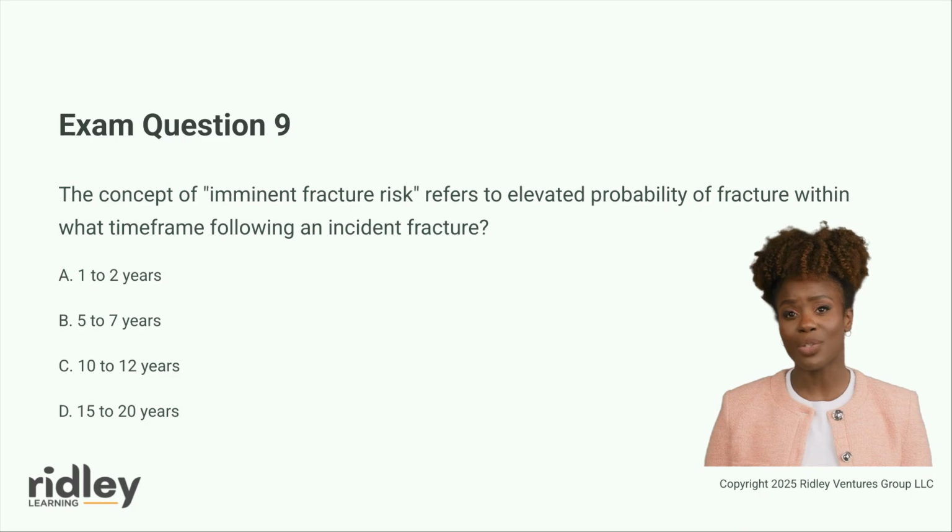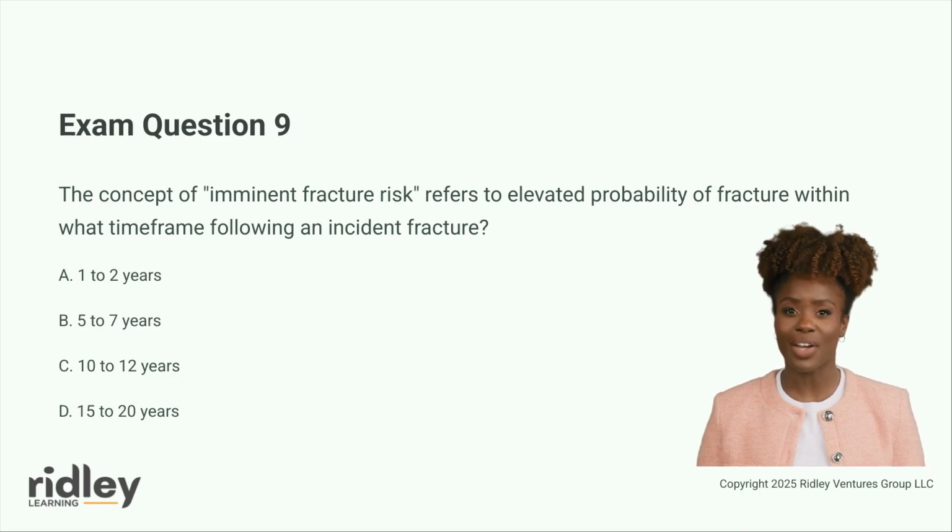It also supports the use of anabolic-first therapy in these high-risk patients, as anabolic agents provide more rapid fracture risk reduction compared to anti-resorptive medications. Fracture liaison services were developed specifically to capture these high-risk patients and ensure timely intervention during this window of imminent risk.